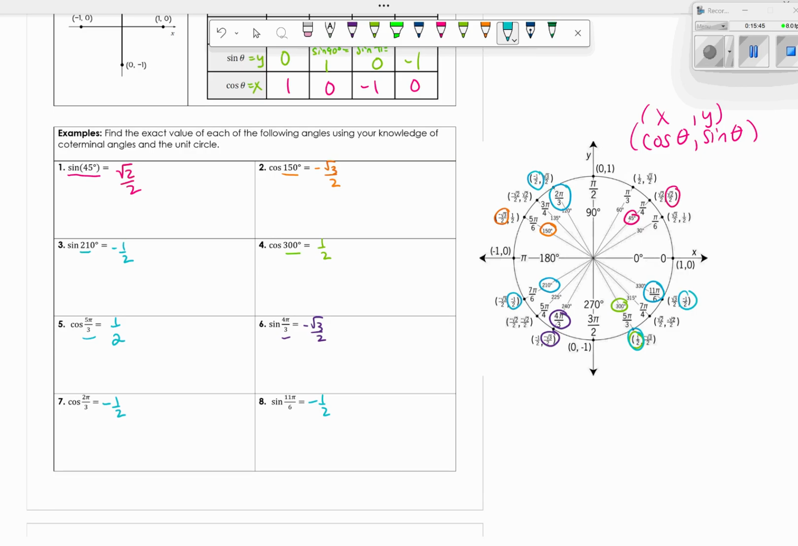You just have to remember that again, sine is always going to be the y coordinate, cosine is x. And then you don't have to memorize the circle, but you just have to know how to use it. And that is all for this lesson.